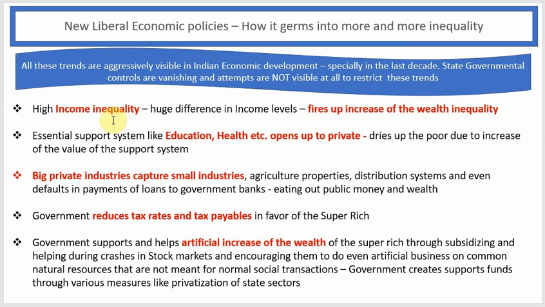We see high income inequality, a huge difference in income levels, and it fires up an increase of wealth inequality. This is coming from data again. More income inequality means what? It means surplus in the hands of the rich, the super rich, accumulating and the wealth multiplying, more on this in our later presentations. Then you see the essential support systems like education, health, etc. open up to the private sector. So this drives up the poor's burden due to the increased cost of the support systems.